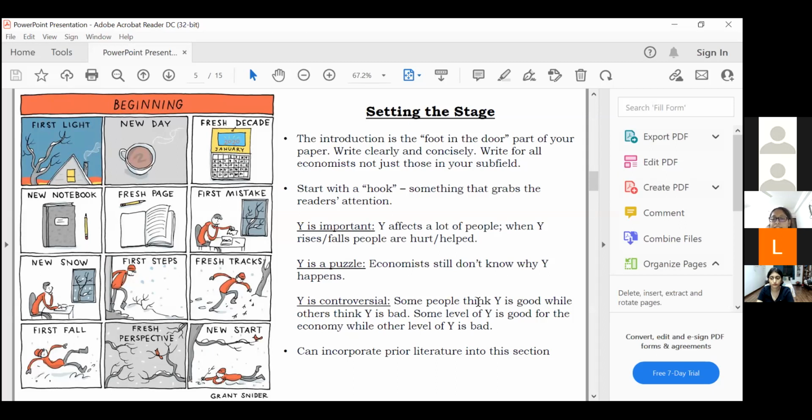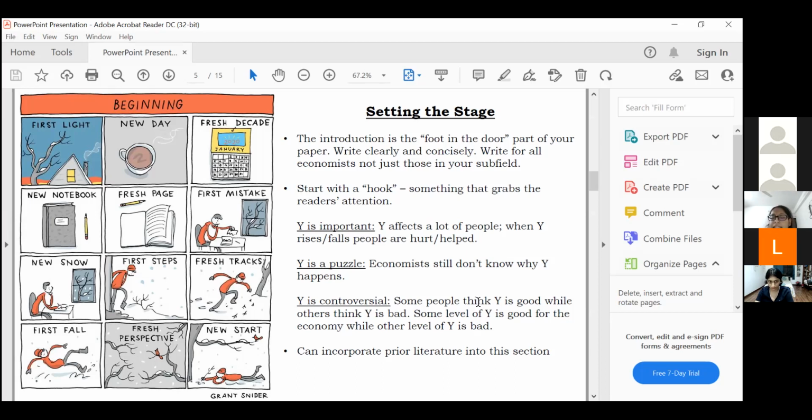So we have some groups of economists who think it's a very good idea, some groups of economists who oppose it. So it's controversial. So you could describe the two opposing views, and that would let your reader know that, okay, this is a hotly contested issue in economics and it's important, and they will want to read further to know what you think, okay?